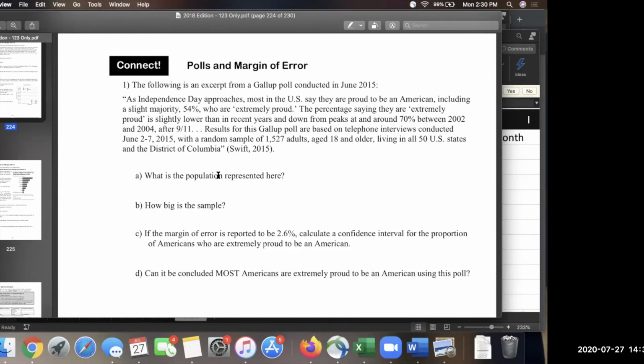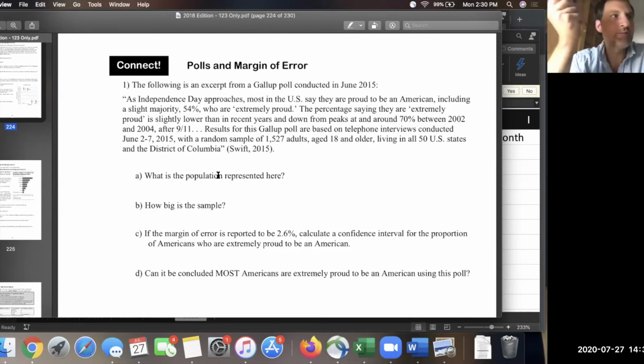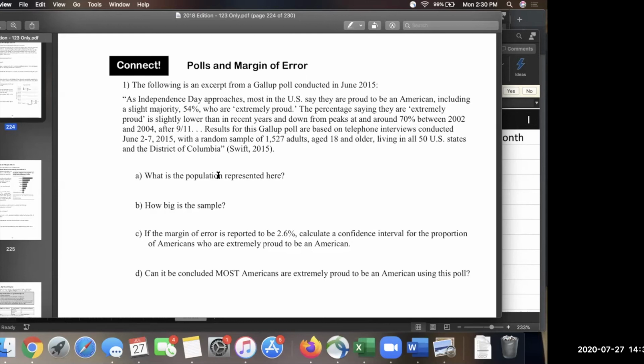Can it be the total population? I'm not looking for a number. I'm looking for words that describe who I'm talking about. It says adults aged 18 and older living in the United States. Good.